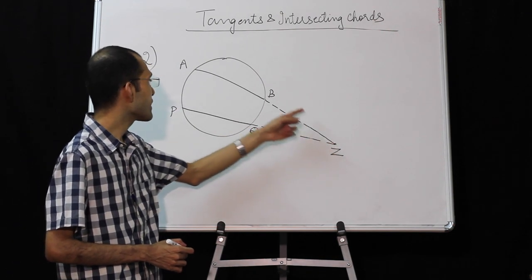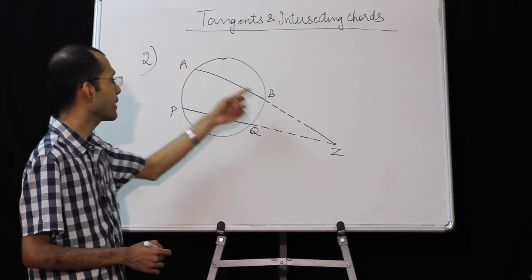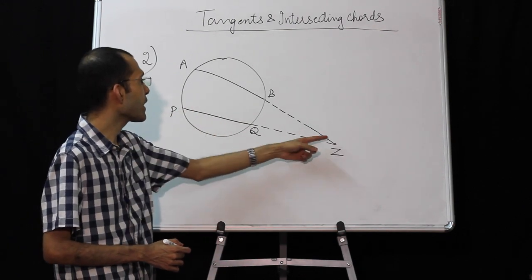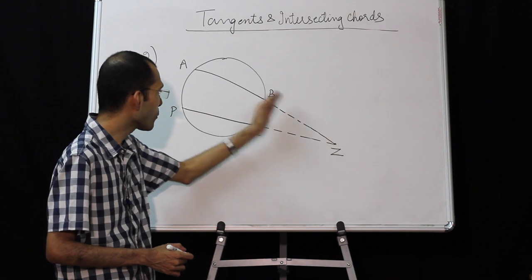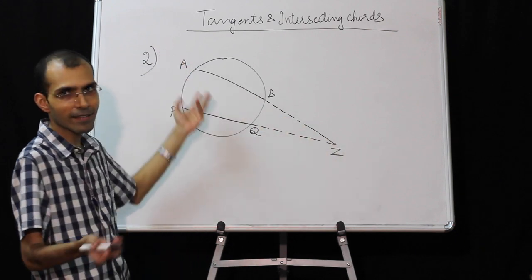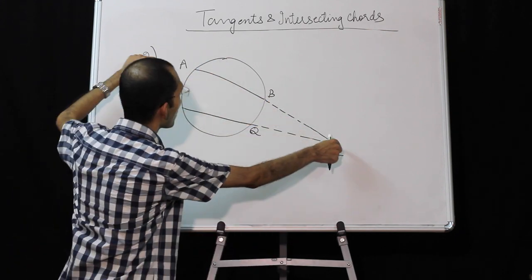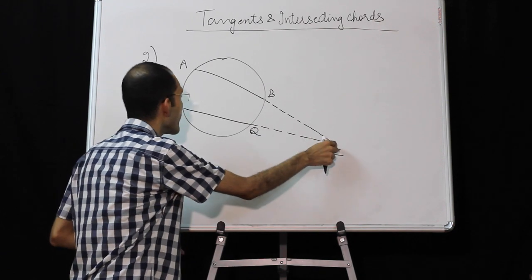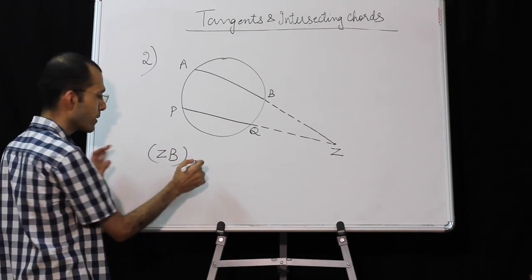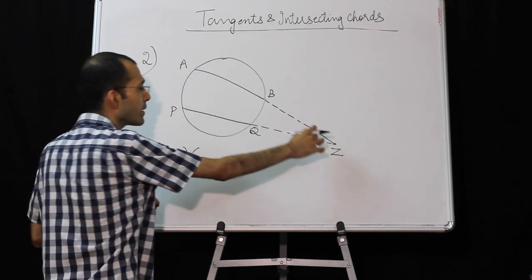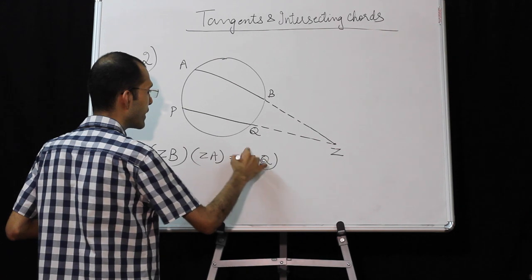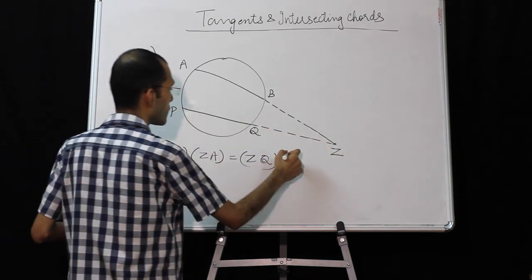The property says ZB into ZA is equaling ZQ into ZP. So how to remember this? Out into whole. Outer portion into the entire thing, whatever can possibly exist. That is ZA, that is the maximum. So out into whole is equaling out into whole. So it will be ZB out into whole, the maximum is ZA, is equaling ZQ out into whole, so into ZP.